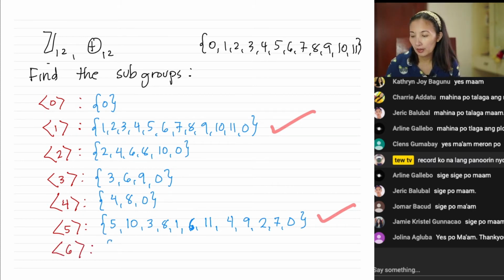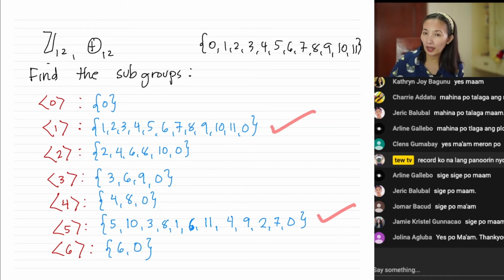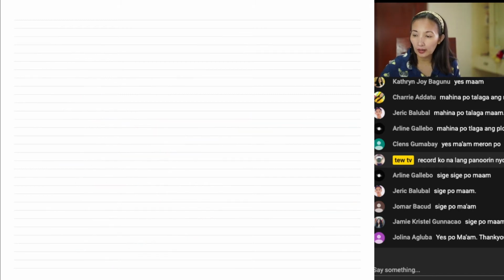So for 6, we have 6 plus 6 is 0. Okay, plus 6, it gets back to 6. So maybe stop with that. Okay, so these are some of the subgroups of Z sub 12. I want you to find other subgroups if there are other subgroups.